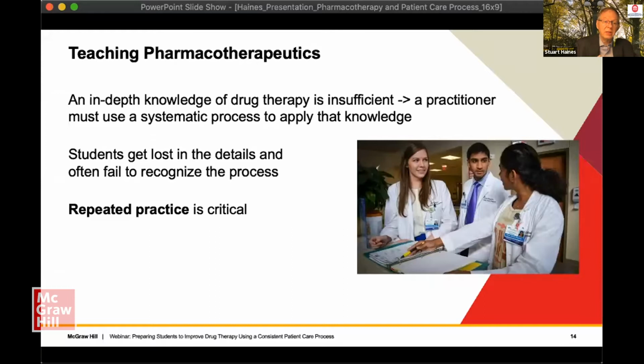But they also need to step back and look at that in the context of the process. So how does the information that I know about these drugs interface with the process of care that I'm trying to implement? And that's why we've written the textbook the way we have. We've tried to inculcate students into understanding how the process fits with each of the diseases. And we also look at how to give students repeated practice, both throughout the didactic curriculum as well as in experiential education. And so with that, I'm going to turn things over to Dr. Terry Schwinghammer, talk a little bit about how we've incorporated that into the textbook, and followed by Dr. DiPiro, come back and talk about practicing the patient care process.